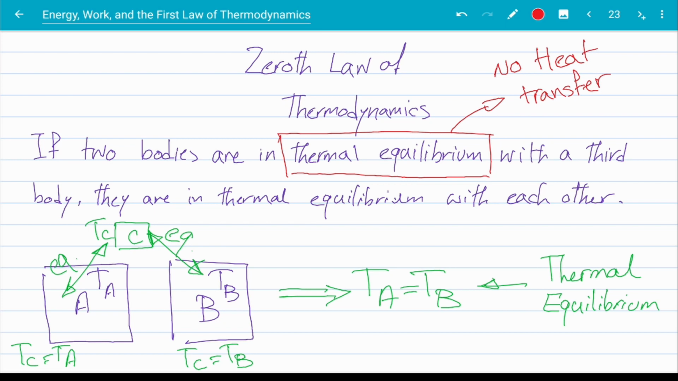Now, when testing this zeroth law, usually the third body is a thermometer, which makes sense. You put the thermometer on block A, you read the temperature. You put the thermometer on block B, and you read the same temperature. You will conclude that both blocks A and B have the same temperature.